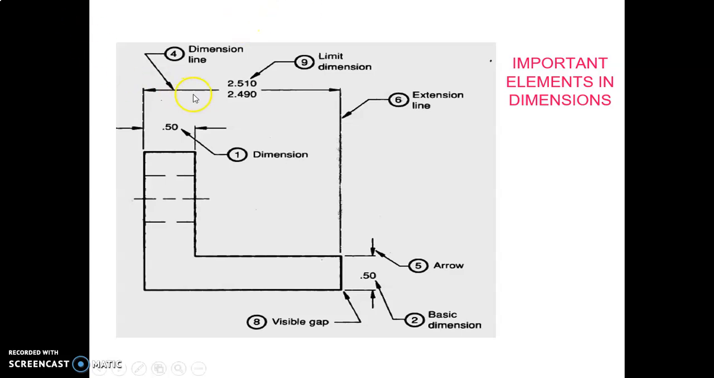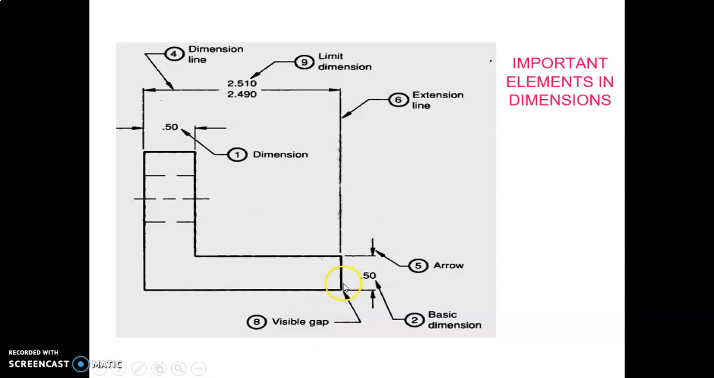Okay, so this is the dimension line. This is the limit dimension, the extension line. Contohnya kalau you ada dekat sini, very short, so kita nak extend, nak tunjukkan the whole length is 2.51, so kita buat extended line kat tepi ni. So you can extend the line up until above kat top ni. And then this is the arrow. This is the basic dimension, the numbering.